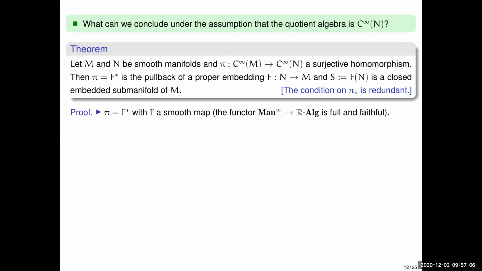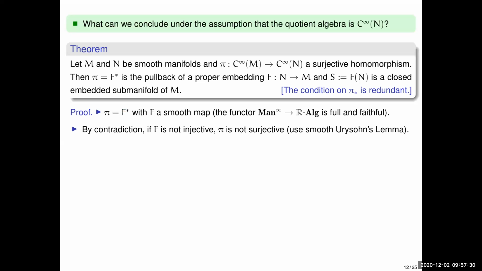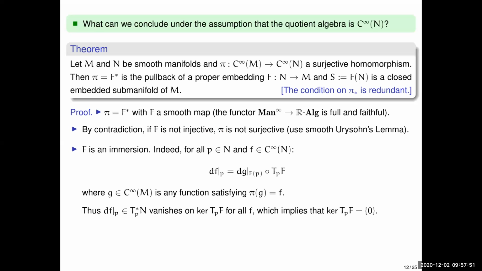First of all, whatever pi is, even if it is not surjective, we know that it must be the pullback of a unique smooth map capital F. It was not easy actually to find a reference where this is proved, but it is something well known, and if somebody is interested, the references are in my paper. Then you can prove that if pi is surjective, F must be injective, and this is just the property of manifolds that you can separate points with smooth functions. Using this property, you prove by contradiction that if capital F is not injective, then the map pi cannot be surjective. Next step, you prove that F is an immersion.